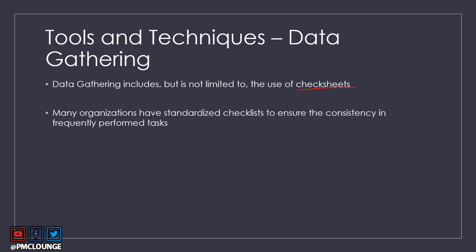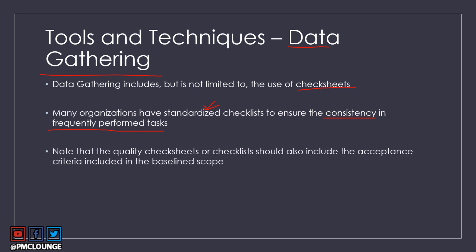Now, many organizations have standardized checklists, right? So that they can ensure the consistency in the frequently performed tasks. So when you're gathering data, which is one of the tools and techniques of the managed quality process, your organization may have a standardized checklist. They may give you 6 avenues to check for your data to be gathered. And usually all the data that is required in all the projects for managed quality process is available at those 6 avenues. So many organizations do have standardized checklists.